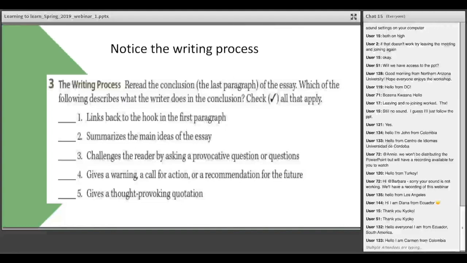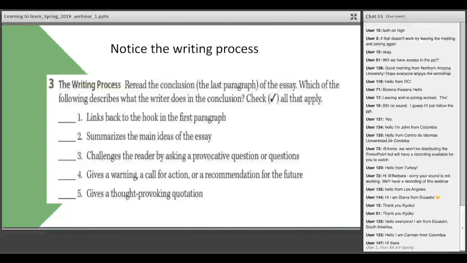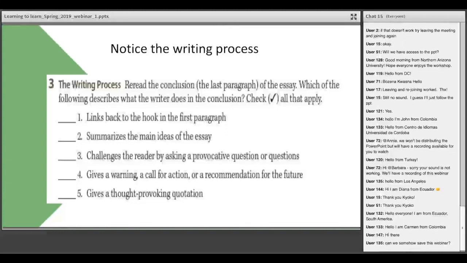And then finally, as we look at the writing process and we think about how introductions and conclusions are linked, we can see that, again, having this list is raising awareness.